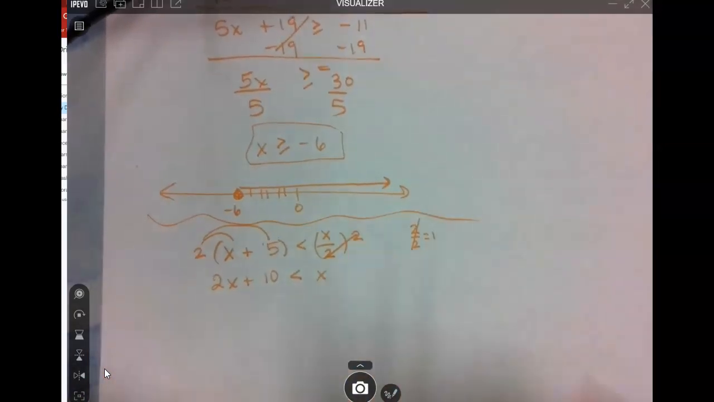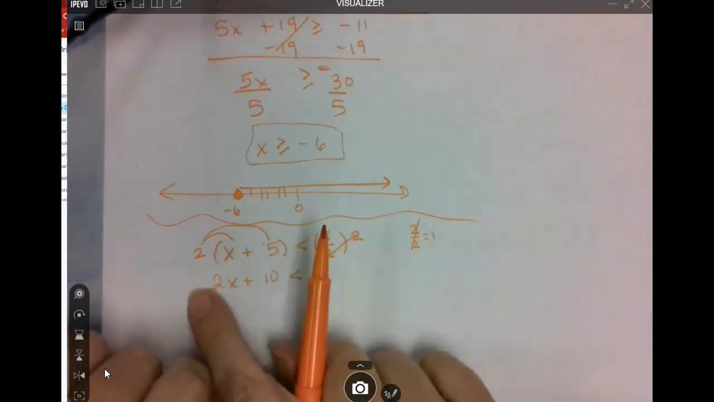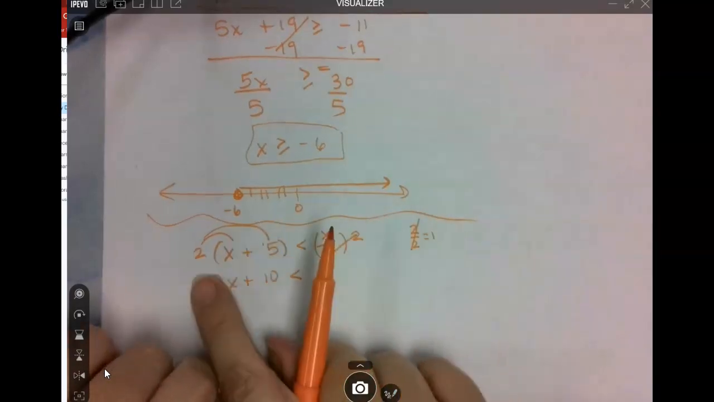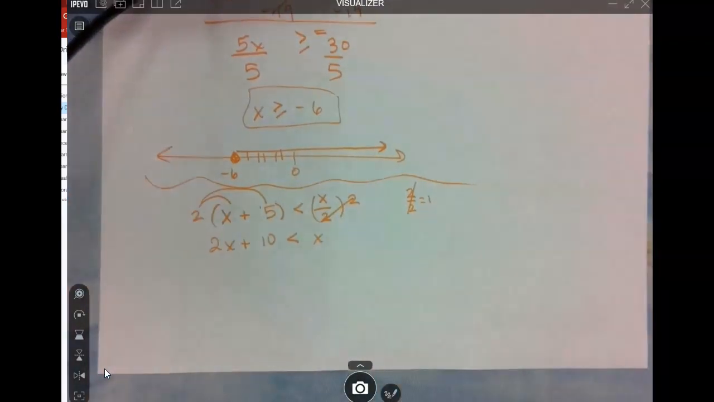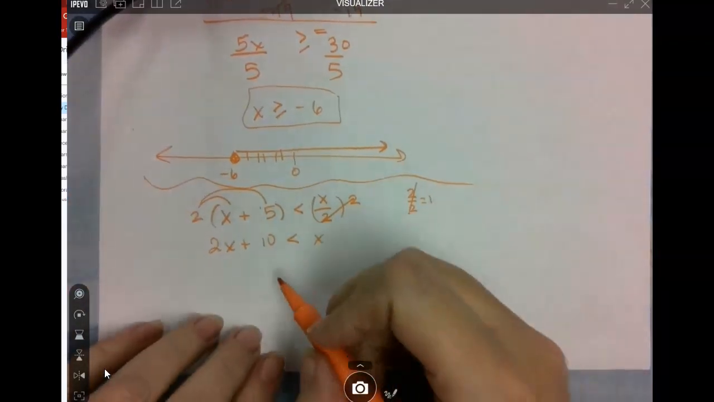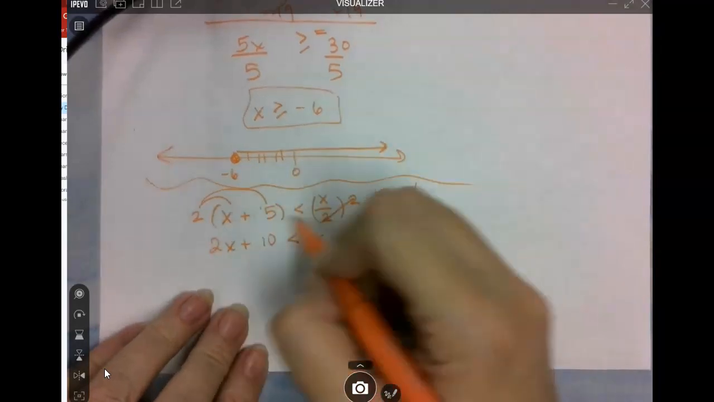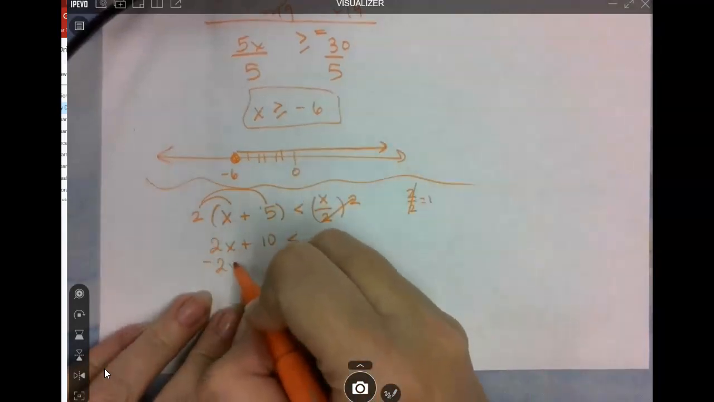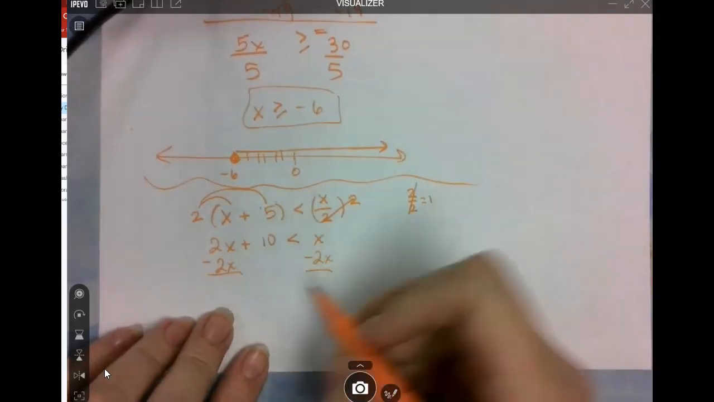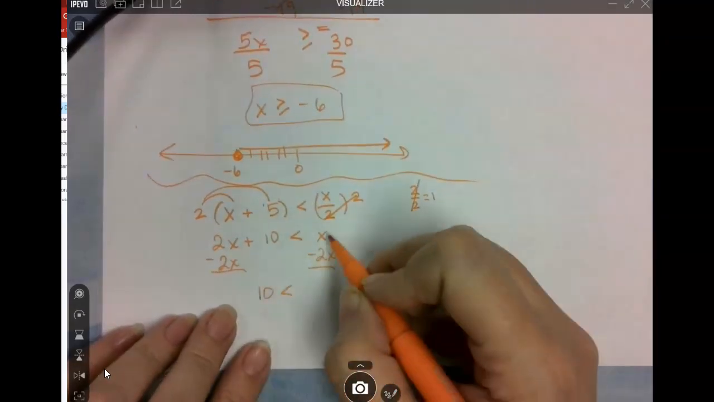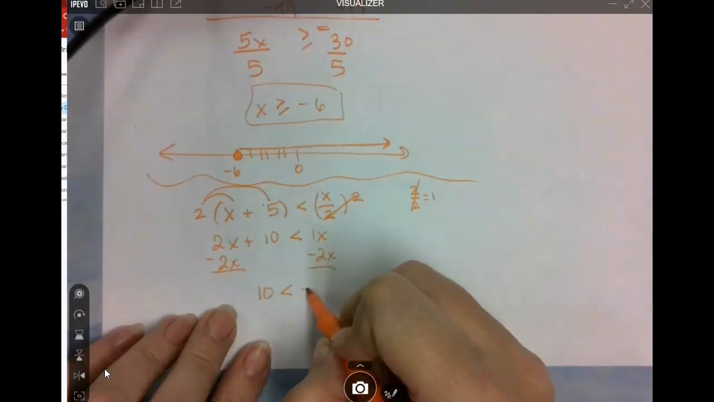And I want this specifically because I told you I really want the x on this side. But if I move it over, I'm going to get a 0 over here. So I want you to see that I can do it the other way and then fix it at the end. So I'm going to do it the other way. I'm going to move this to this side. Minus 2x, minus 2x. And I get 10 is less than 1 minus 2, which is negative x.